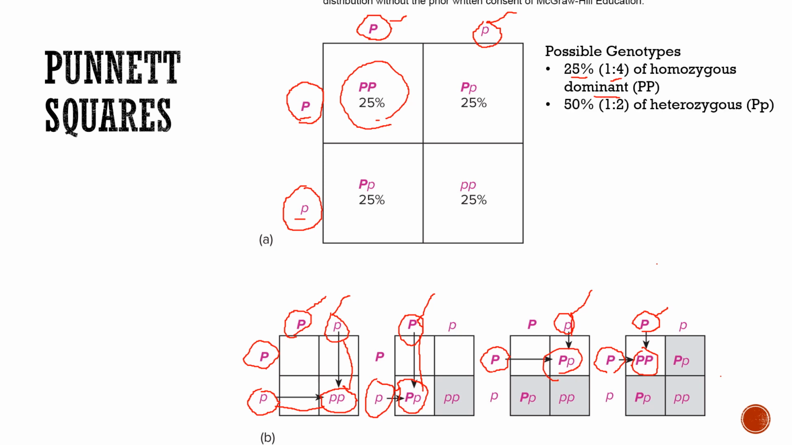There's also a 50% chance, or 1 out of 2, that they would be heterozygous. So there's one here and here. So we have 2 out of 4 chances of being heterozygous. We just reduce that to 1 out of 2. And then finally, there's also a 25% chance that the baby would be homozygous recessive.